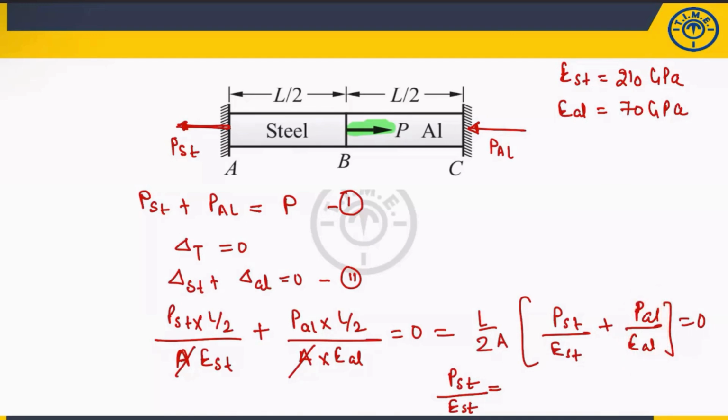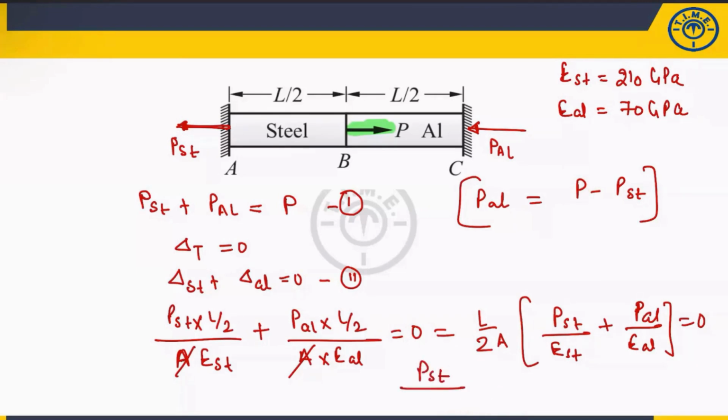Or one thing you can also do is convert aluminum in terms of steel only. From the first equation, P aluminum is P minus P steel, so you will get only one unknown, which is P steel, in terms of P. So P steel divided by E steel, which is 210, is equal to minus P aluminum, so P steel minus P, divided by 70. Yes or no? Then what is this value? This is 3.